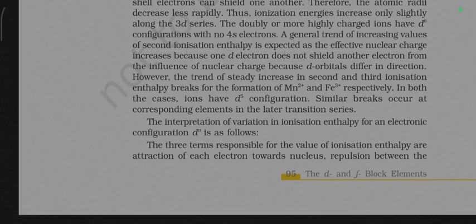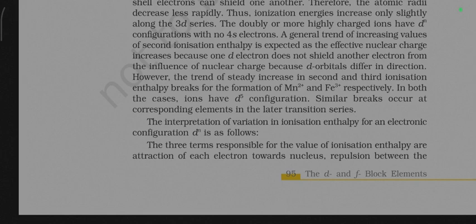A general trend of increasing values of second ionization enthalpy is expected as the effective nuclear charge increases, because one d electron does not shield another electron from the influence of nuclear charge, because d orbitals differ in direction. However, the trend of steady increase in second and third ionization enthalpy breaks for the formation of Mn2+ and Fe3+ respectively. In both cases, the ions have d5 configuration. Similar breaks occur at corresponding elements in the later transition series.